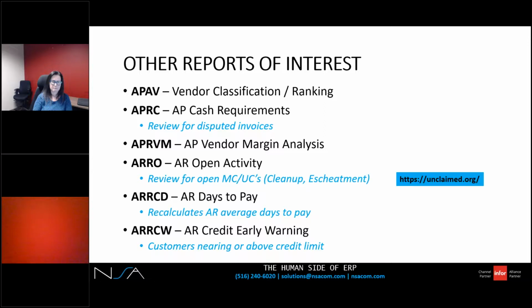The ARRCW is the AR Credit Early Warning Report, and it shows you customers that are not just at or above their credit limit, but customers nearing it. So if you say, I want to see customers that are within maybe 80% or 90% of their credit limit, it's sort of for folks who want to get out ahead of what could become an issue of people eating up, especially if you've given them large credit limits. So that's the ARRCW.